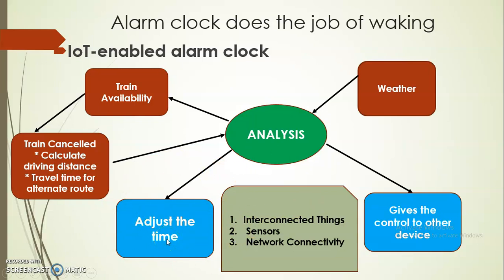This can be done with the help of a controller, that is embedded system. Then it is giving the control to other devices. That is, all the other things are interconnected. The other things in this example are the coffee maker, geyser, and vehicle. So these are considered as things and they are interconnected. And we're able to turn on all these things with the help of sensors.